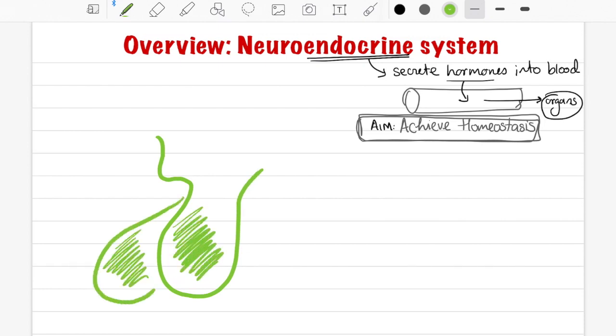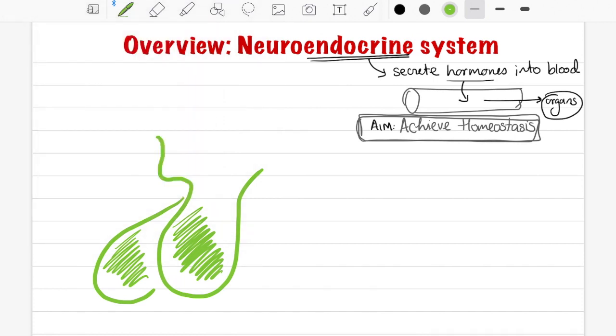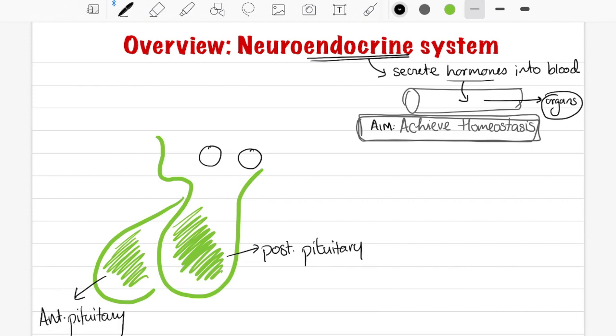There's the anterior pituitary and posterior pituitary, and at the top there is the hypothalamus, which has mainly, in this case, two nuclei, which would provide hormones to the posterior pituitary. And these two nuclei are called paraventricular nucleus and supraoptic nucleus. And these two nuclei produce two specific hormones called ADH and oxytocin.